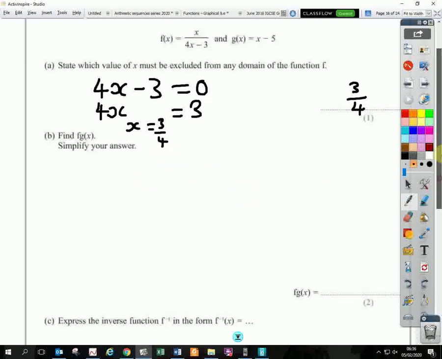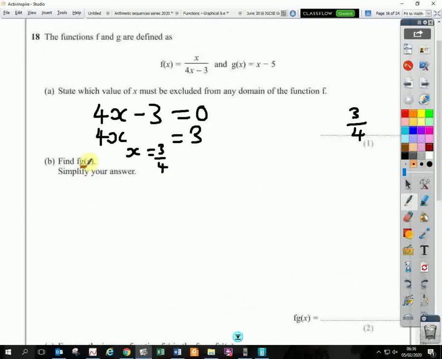So find fg of x. You always do the bit on the right hand side. You have a composite function, and this gets substituted into the first letter. So g of x goes into f of x. g of x is equal to x minus 5, so we can rewrite this as f of x minus 5. In the f function, where you see x, replace it with x minus 5. x minus 5 is your new x.